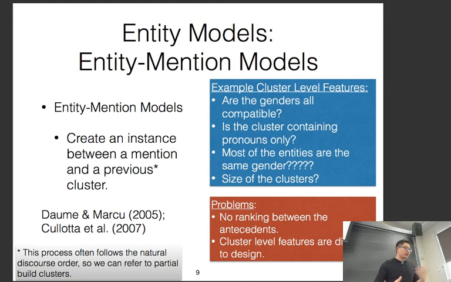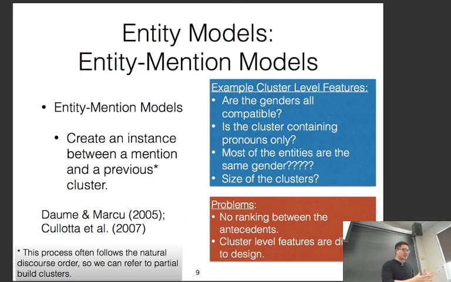And second, whether the cluster contains only pronouns. A cluster containing only pronouns is actually problematic. In natural language, you don't start talking about "he" without mentioning who "he" refers to. So it's normally an error when you have only pronouns in a cluster. You still want to find one antecedent for all these pronouns.